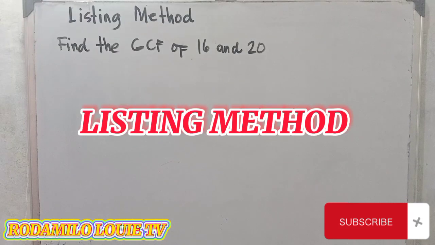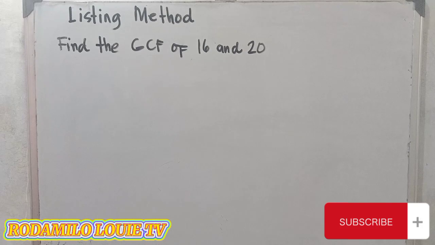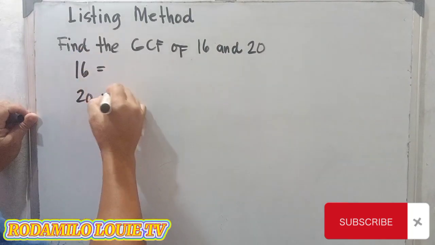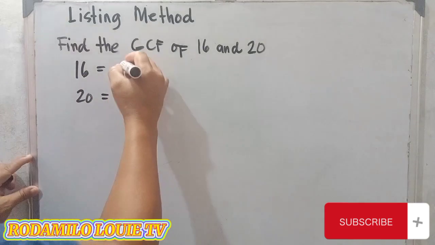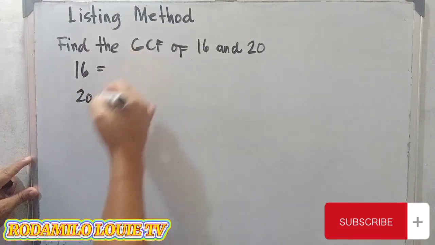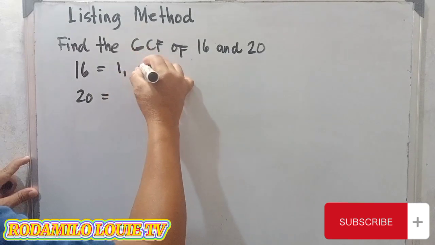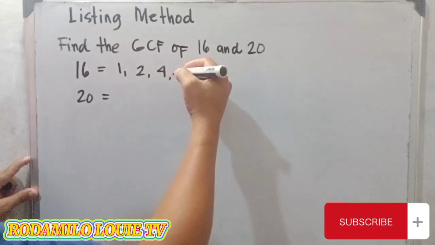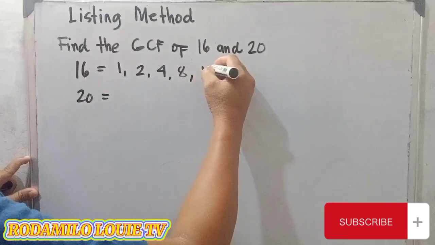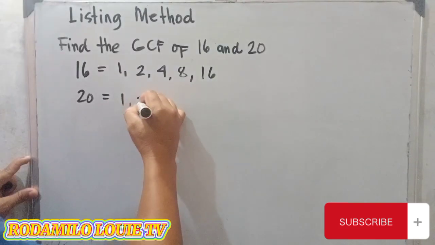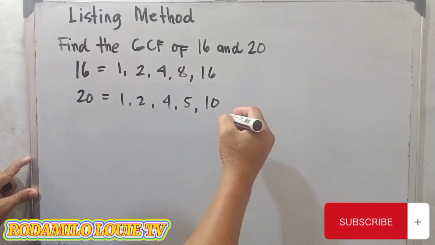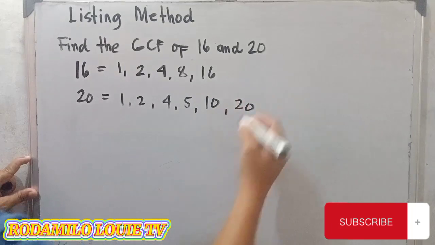Okay, ang unang method is ang listing method. So example, find the GCF of 16 and 20. So ilista na ito ang mga factors sa 20 o sa 16. So unahan itong 16: 1, 2, 4, and 8 or 16. Sa 20: 1, 2, 4, 5, 10, and 20.